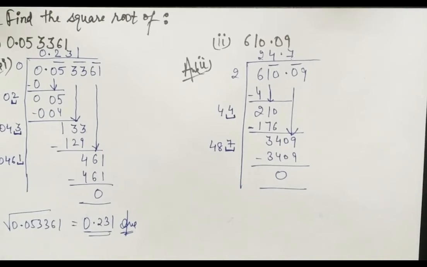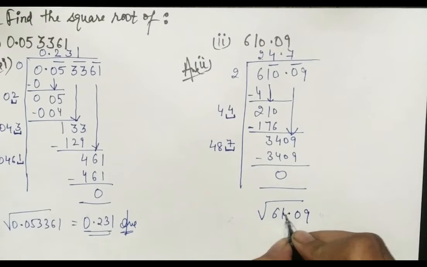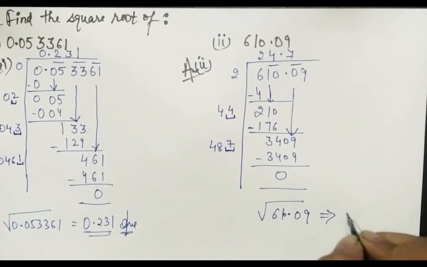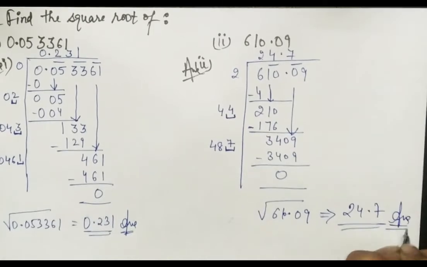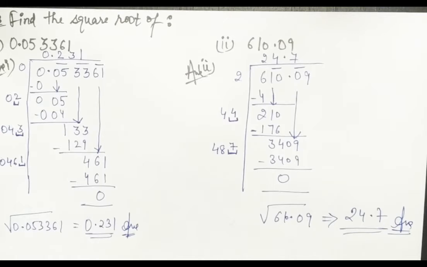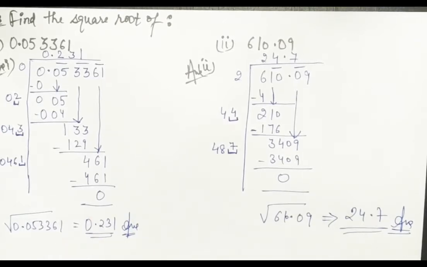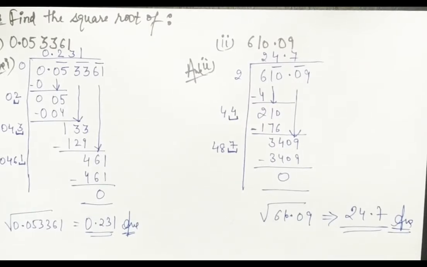So the square root of 6109 is 24.7. So this is the answer for this particular part. So now, I think you can do the rest of these parts on your own. So let's move on to the fourth question.